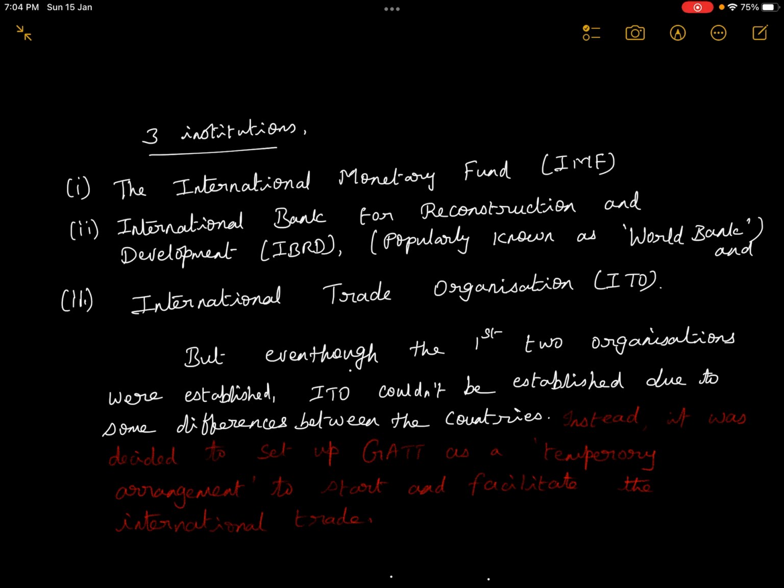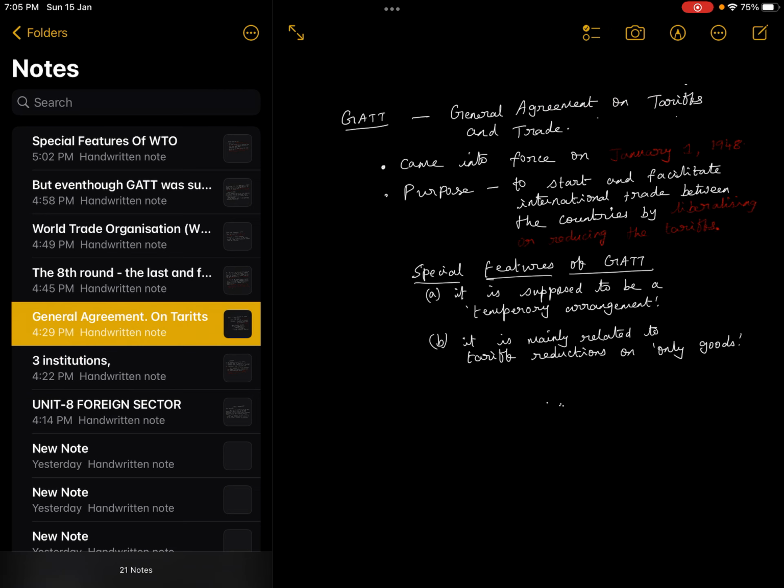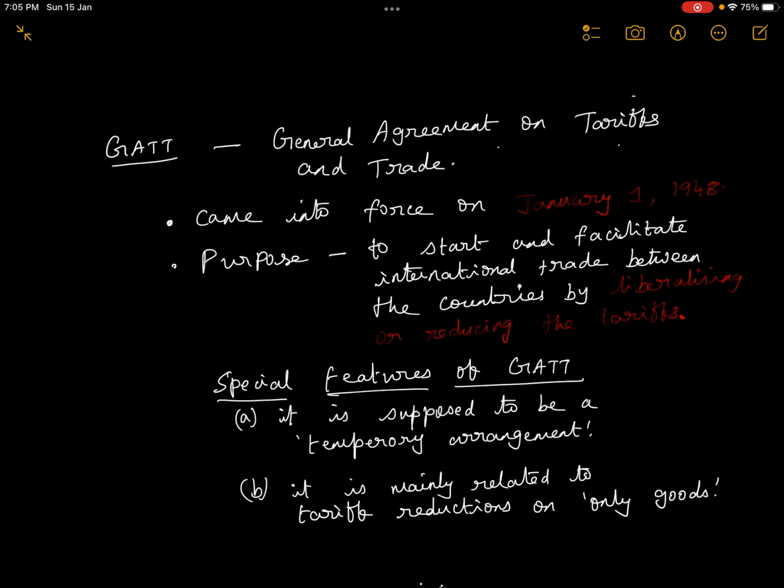So they decided that till the ITO could be established, after resolving all the issues, some temporary arrangement, a temporary institution in the form of GATT, would be set up, so that at least some basic rules could be formed and they could start international trade between the countries. Under that intention, the GATT was formed.